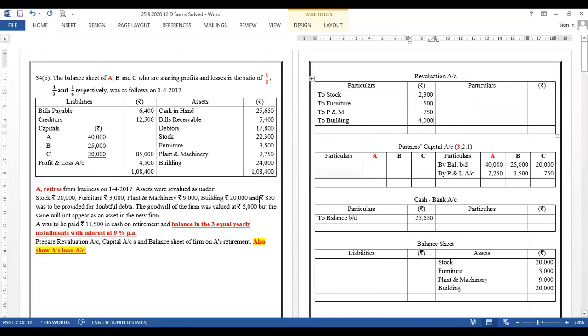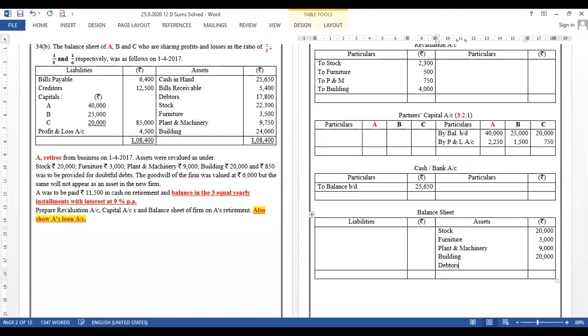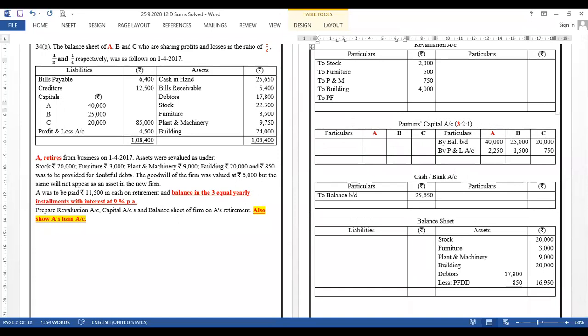After that, rupees 850 was to be provided for doubtful debts. Let us write debtors, and we don't have any provision over here. So it's very simple and easy for me to note down these things now. Debtors amount to rupees 17,800, right? Less provision for doubtful debts, rupees 850. Let me deduct 850 from here, and once I deduct this 850, the remaining net amount in the outer column will be 16,950. After this provision, the second effect of the provision is: to provision for doubtful debts, rupees 850. That's fine.